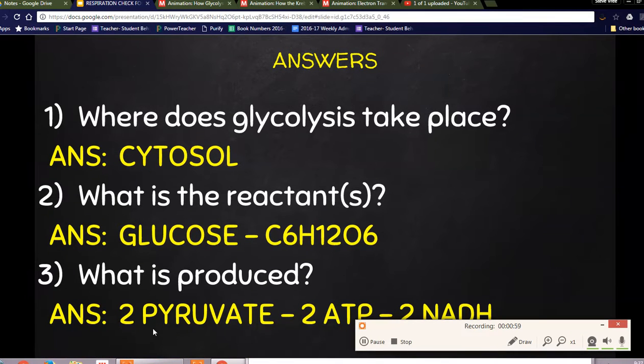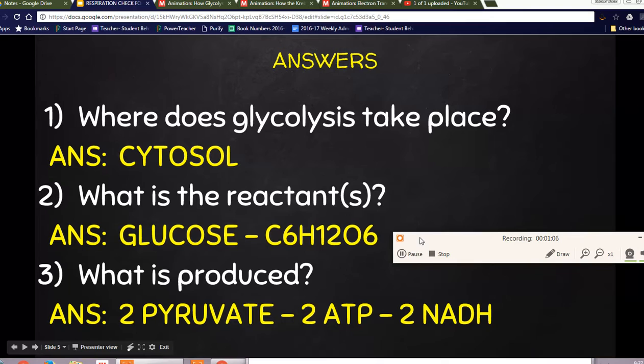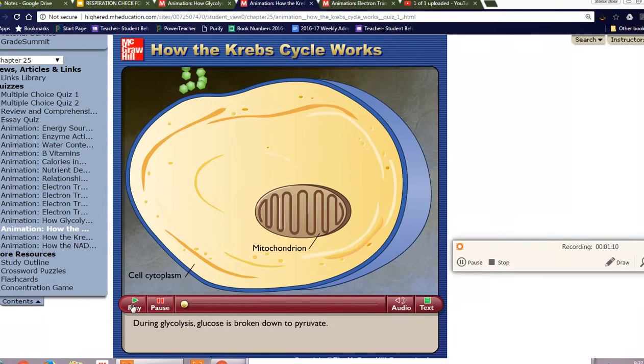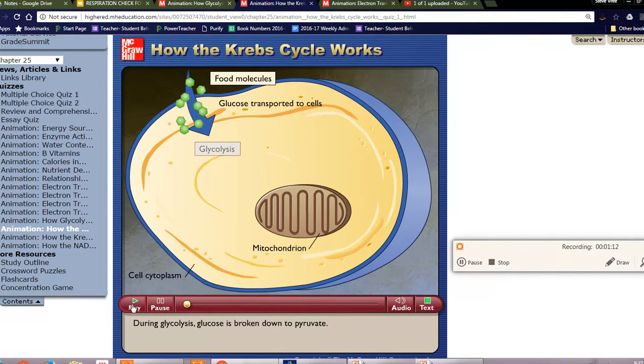So glycolysis takes place in the cytosol. The reactant is glucose, and produced are 2 pyruvates, 2 ATP, and 2 NADH. Okay, on to the next step, which is the Krebs cycle. You can see all of our food becomes glucose in our cells. We go through glycolysis, and here are those 2 pyruvates that we're going to make, and they're going to move into the mitochondria to do the Krebs cycle.